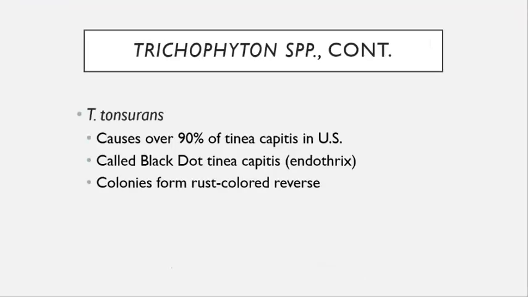Another species of Trichophyton that you might run across in lab and that affects patients is Trichophyton tonsurans. It causes 90% of tinea capitis in the U.S. It's also called black dot tinea capitis. It causes endothrix, or infection inside the hair shaft. The colonies form a rust-colored pigmentation on the reverse side of the media plate.